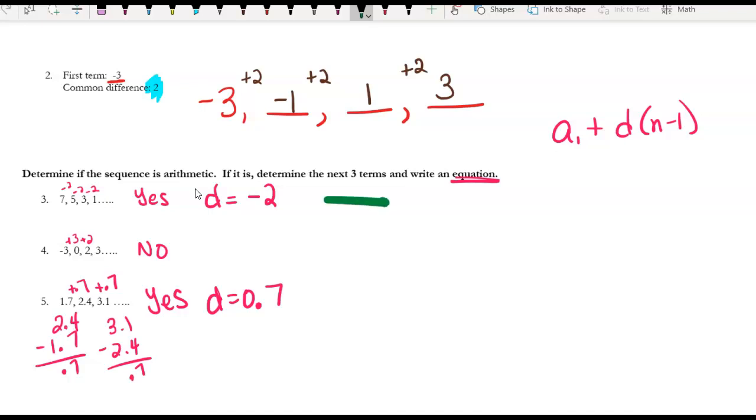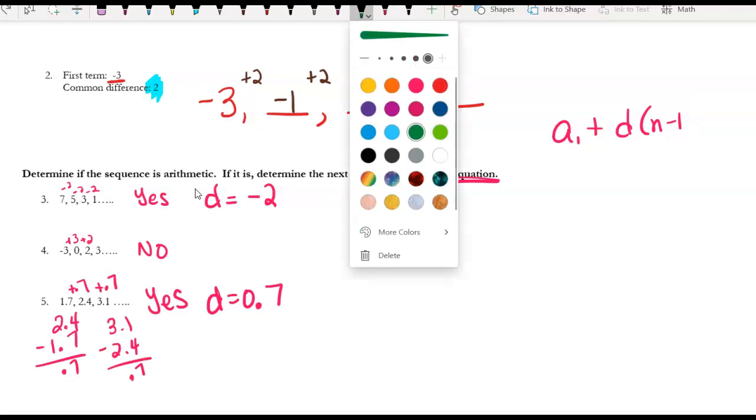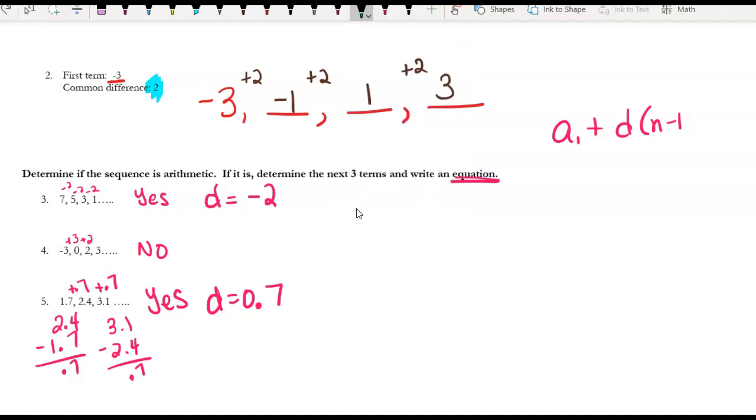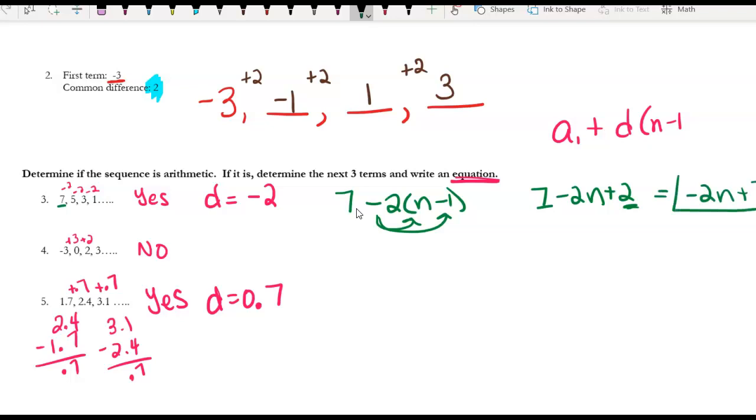Okay, for 3, whoa, that's super thick. I don't want it that thick. Let's see. Okay, so for 3, my first term is right here, 7, plus my difference. So you can either say plus or minus 2 or just minus 2, and then we're going to throw on that n minus 1. Now you can keep it like this or distribute. I'm going to go ahead and distribute. So I get 7 minus 2n. A negative 2 and a negative 1 make a positive 2. And so I combine those and I get negative 2n plus 7. And that's the equation.